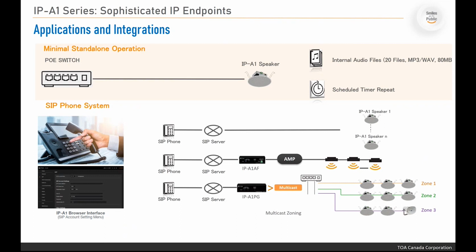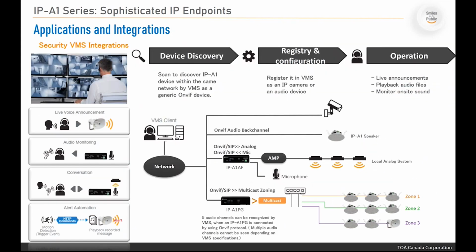So here I'd like to remind you that the speakers' connection is to the network switch, and it's not directly to the paging gateway. This is why you see a network switch in between. Another application is an integration with VMS. As we mentioned, the paging gateway converts ONVIF to multicast, which adds to the VMS the group broadcasting function.